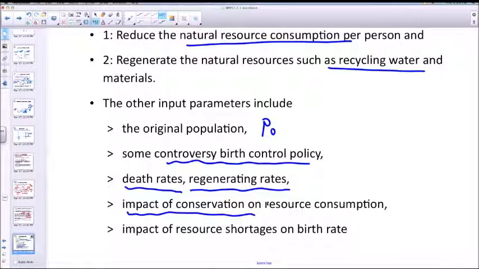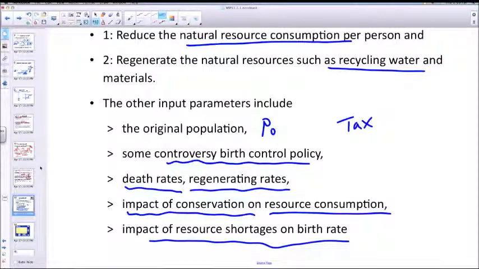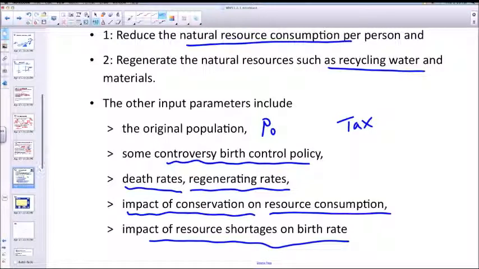Next, look at the impact of conservation on the resource consumption. And you might make some policy about taxing. You tax the big car, gas, and the big house. That may help people reduce the resource consumption. And then you also look at all the policies, how much they are going to impact the birth rate. For example, a high unemployment rate always reduces the population rate because people postpone the time to raise kids.